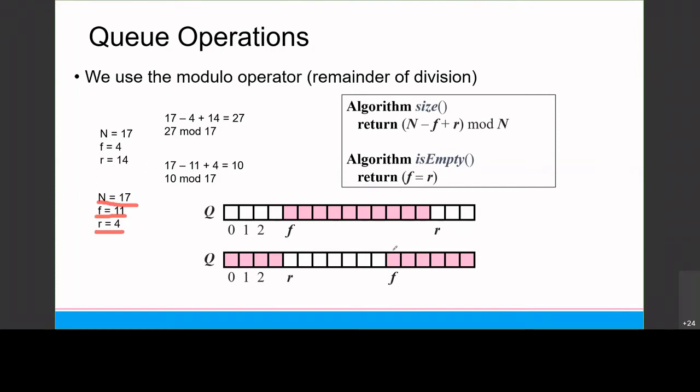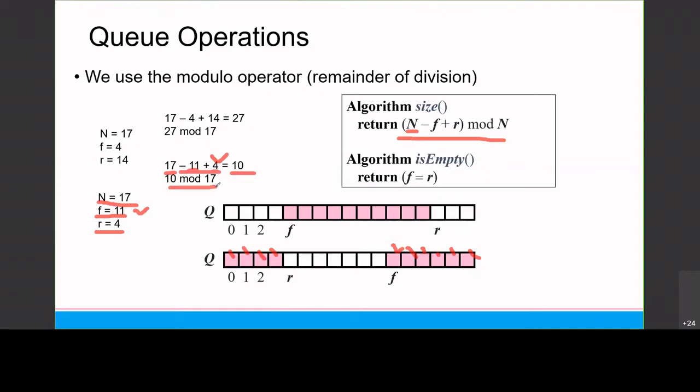So we can calculate by seeing this one, 1, 2, 3, 4, 5, 6, 7, 8, 9, 10. Yeah, we can calculate easily by hand. But how does the computer know? So you need to use again this formula for the size. n means the size of the Q, which is 17, and then we know that the front is 11 and the rear is 4.